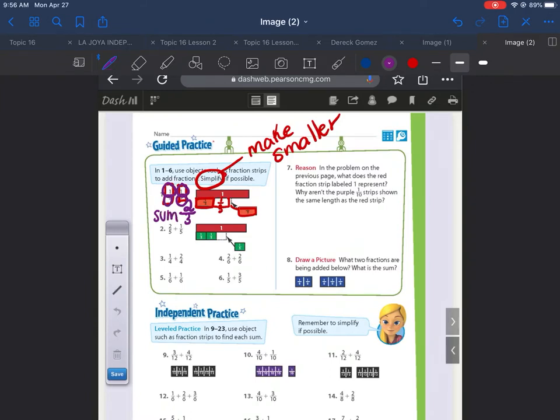So my sum is going to be 2/3. Number 2. 2/5. If you notice, there's already 2/5 on the strip diagram. They want me to add 1/5. How many 1/5 would that be? 1, 2, 3. 3/5. So my sum is 3/5.